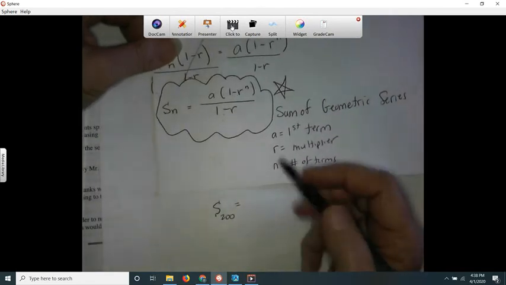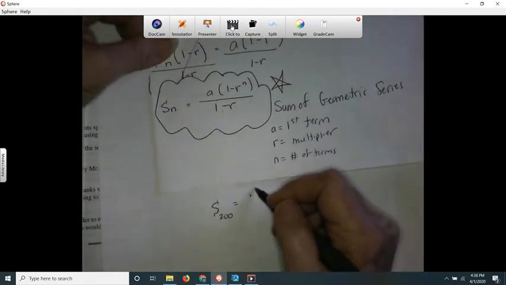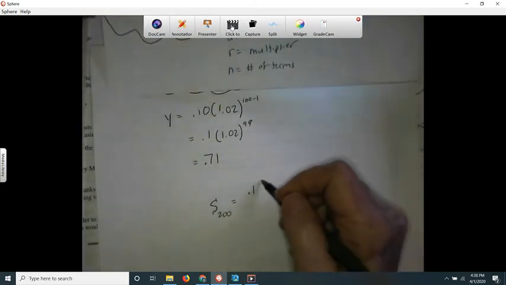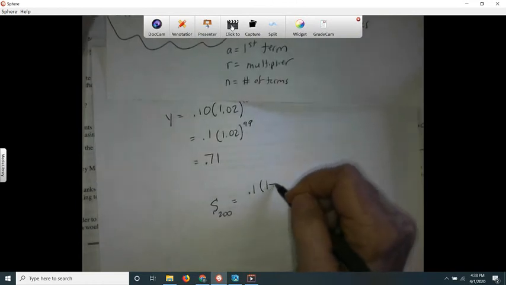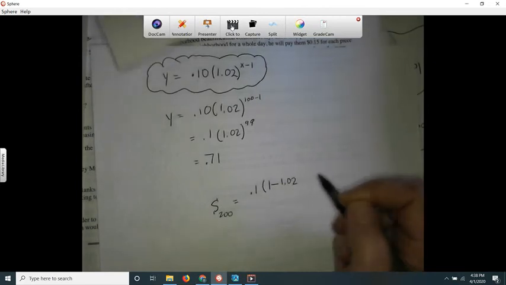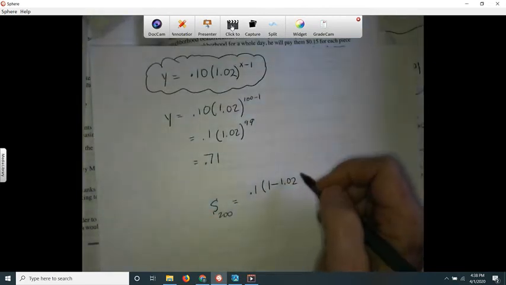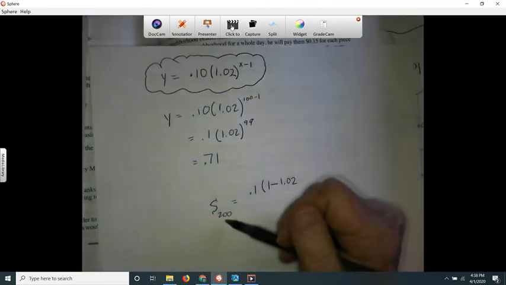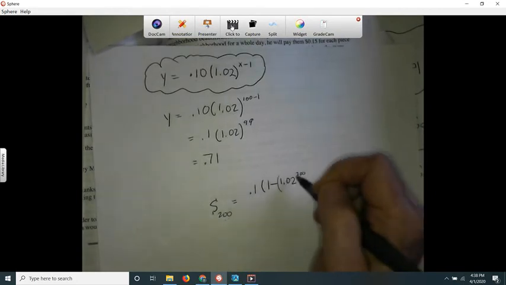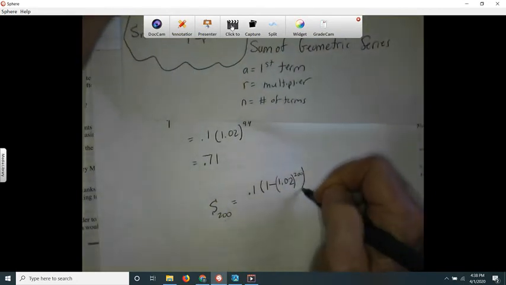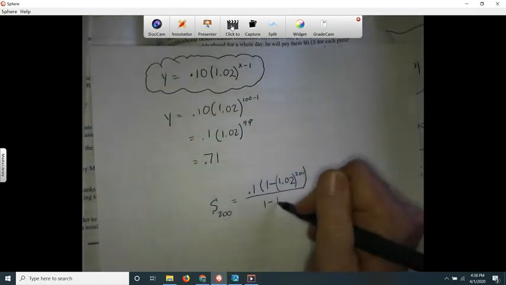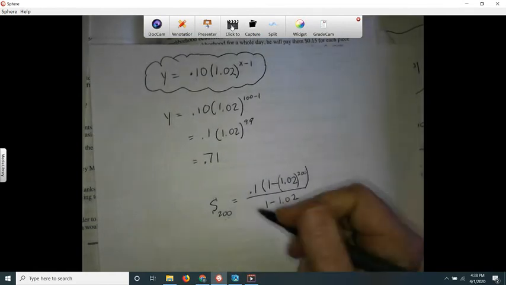So A is the first term. So I'm going to go 0.1, because remember the first term was 10 cents. And I'm going to go 1 minus R. R was 1.02 to the n, so to the 200, let's go like that, over 1 minus R. What was R? 1.02. And stick that all in my calculator.